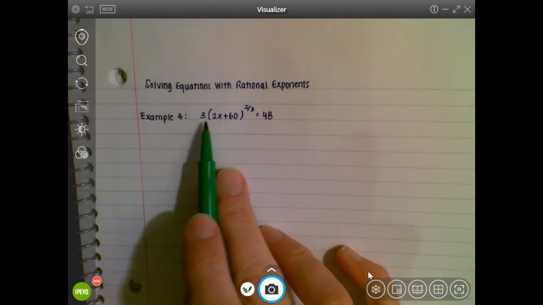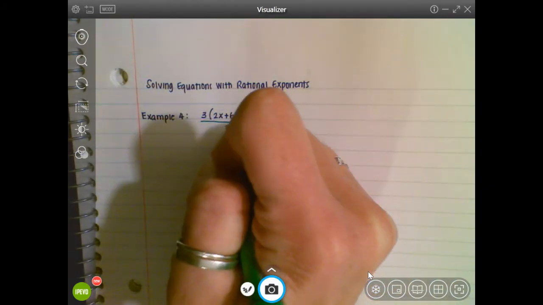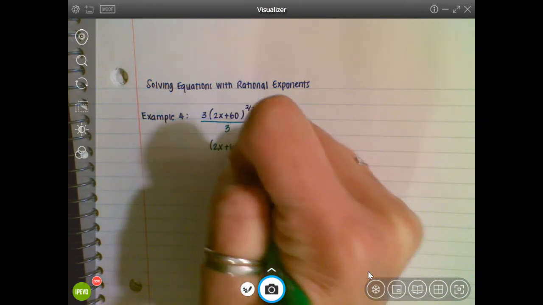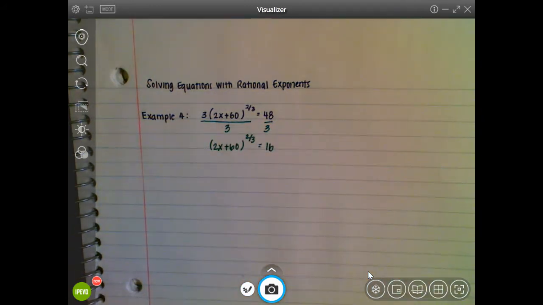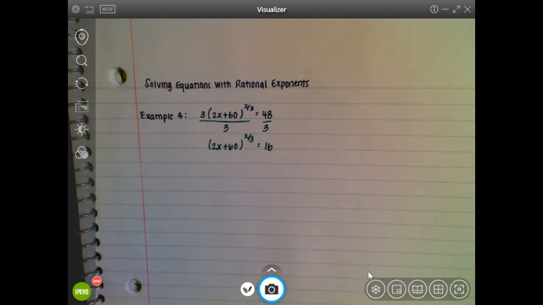So the first thing that I want to undo is this 3. And since it is multiplied, I want to undo it by division. So that's going to give me a quantity of 2x plus 60 raised to the 2/3 power on the left-hand side, and that's going to give me a 16 on the right-hand side. So now that I've got that term with the fractional exponent by itself on one side, this is where I'm going to go ahead and do the step where I want to raise it to its reciprocal power. So I'm going to raise both sides of the equation to the power of 3/2.